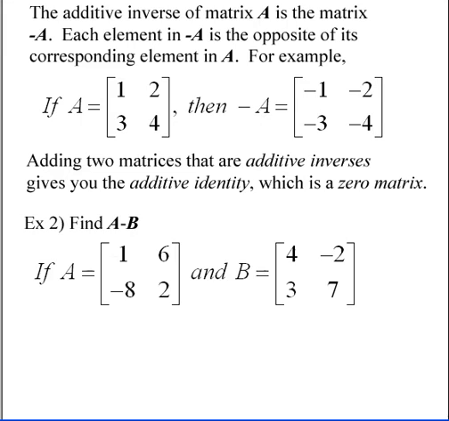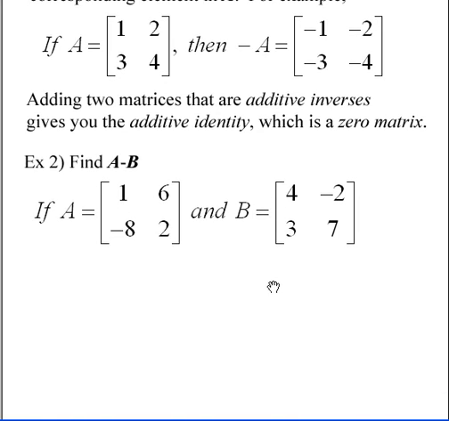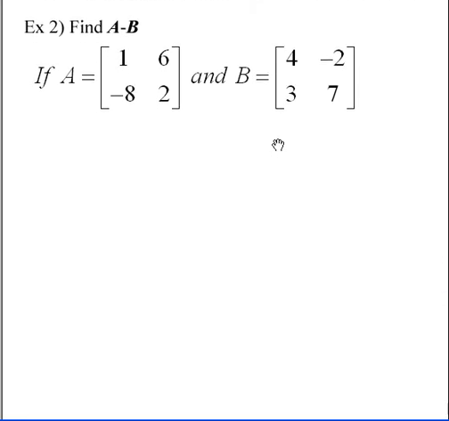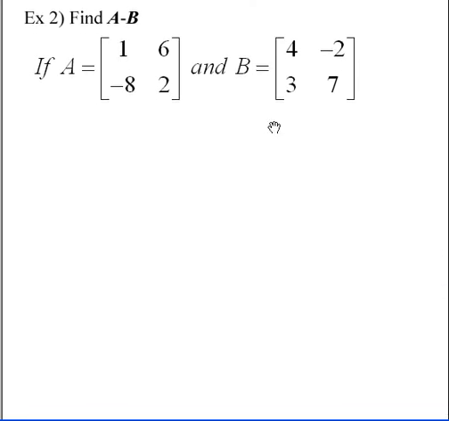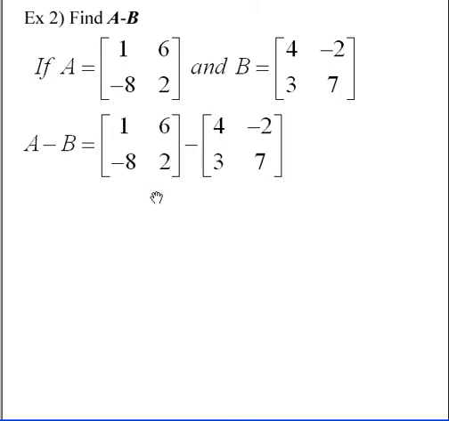All right, let's subtract two matrices. So we have matrix A is 1, 6, negative 8, 2. Matrix B happens to be 4, negative 2, and then 3 and 7. To subtract them, don't forget that what we've talked about all year long is that subtracting is the same as adding the inverse, or the additive inverse, or the opposite, we may have called it.